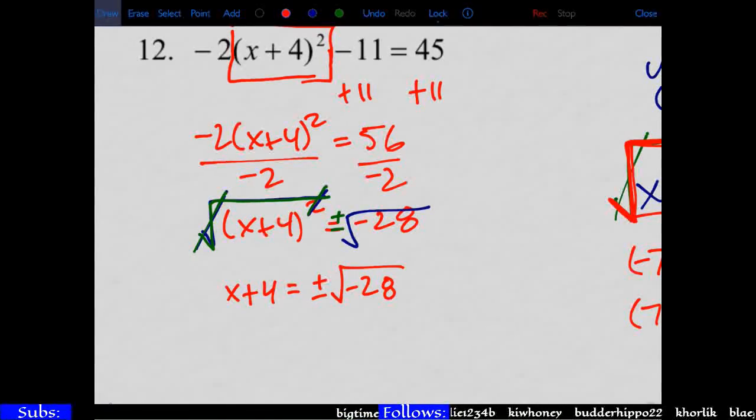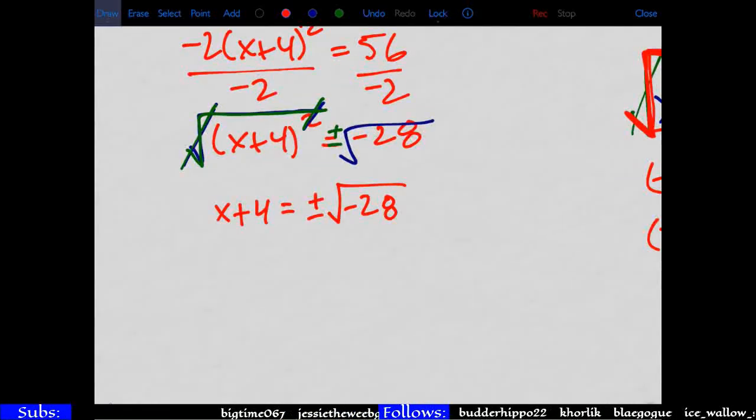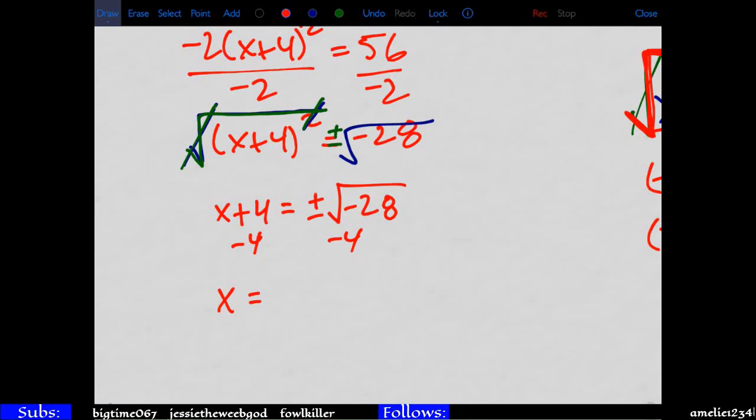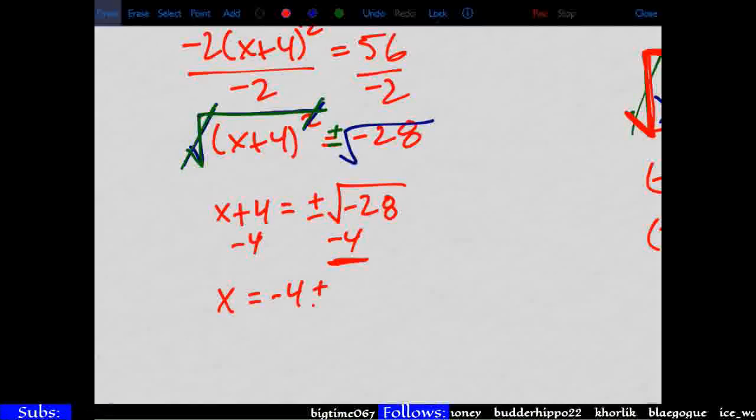Okay, next part. We need x alone, so we just subtract 4 from both sides. Minus 4 from both sides. We get x equals, now that negative 4, you could put it at the front or the back of the equation. We usually like our real numbers, this negative 4 right here, in the front typically, so we'll do negative 4 plus or minus the square root of negative 28.